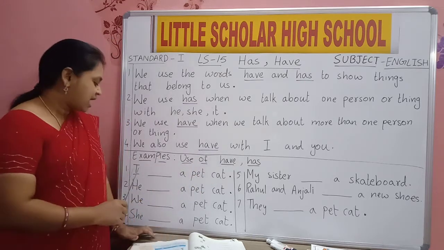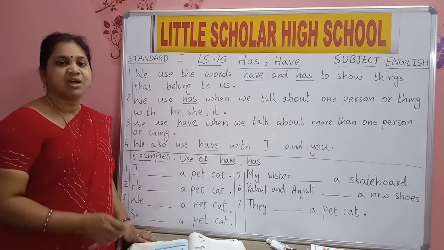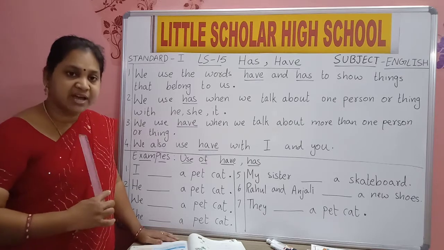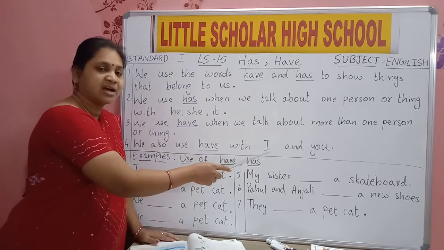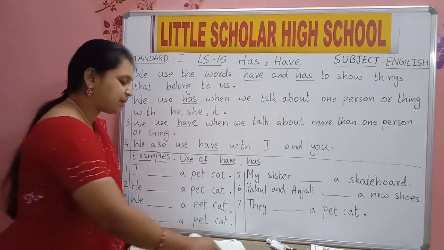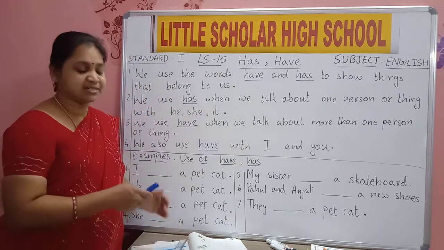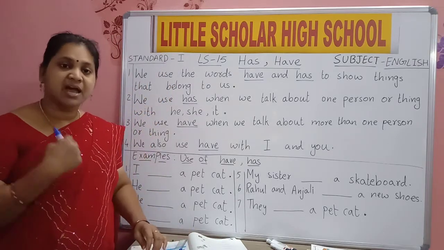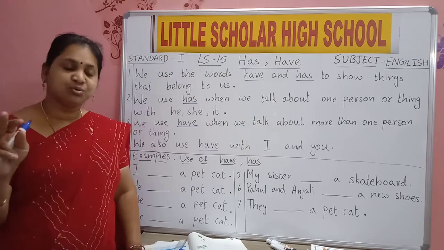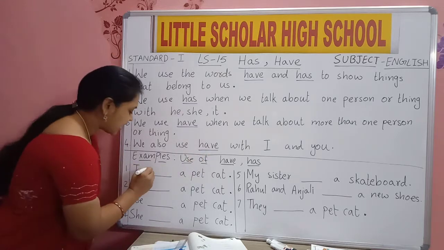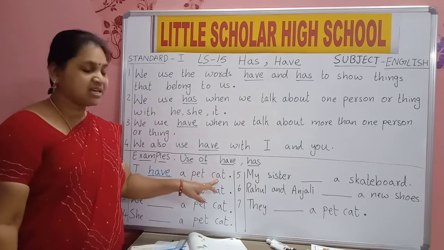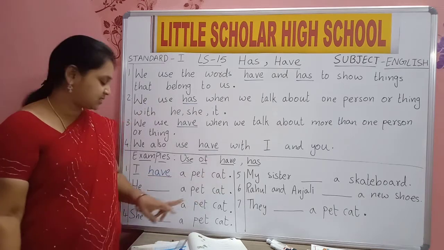I dash a pet cat. What should you use with I? When we are talking about something that belongs to ourselves, I, what should come? We use have with I. I have a pet cat. When we are talking about I and you, to show something belongs to I and you, we should use have. I have a pet cat.